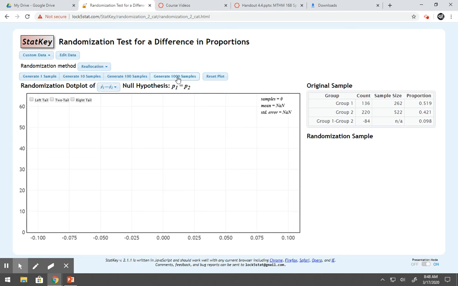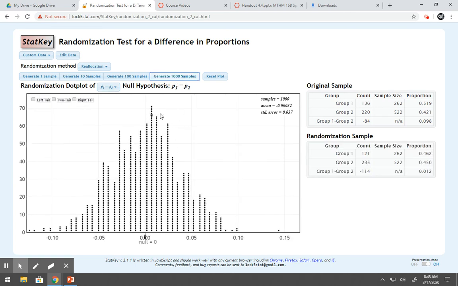I'm going to generate 1,000 samples. Cool. I got a little curve right here. Notice the null hypothesis is set up at 0. That's where it should be. Remember, I just said I want P1 to be greater than P2. So I'm going to make this a right-side tail. I'm interested in data values that are greater than P1 minus P2.